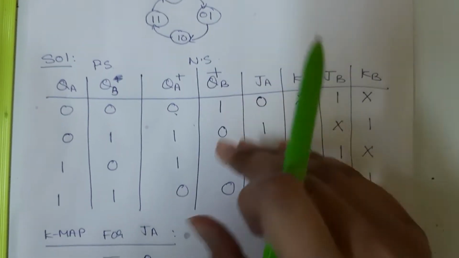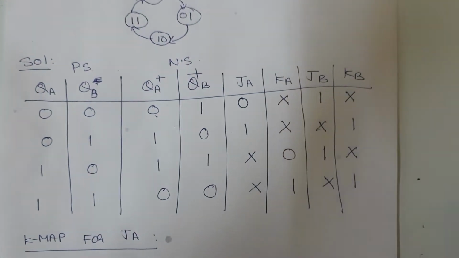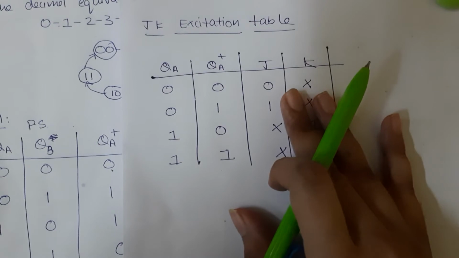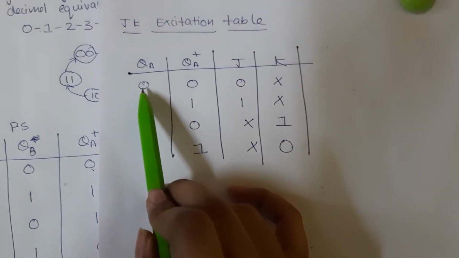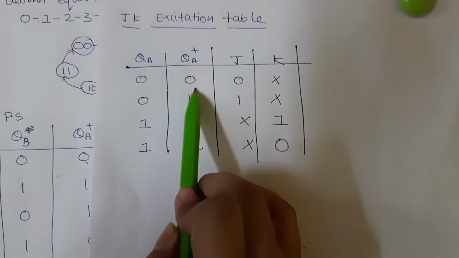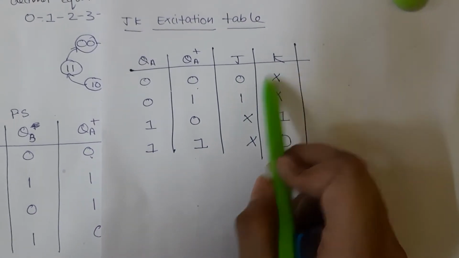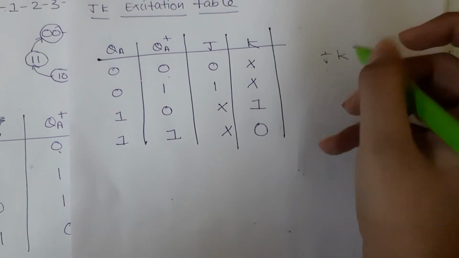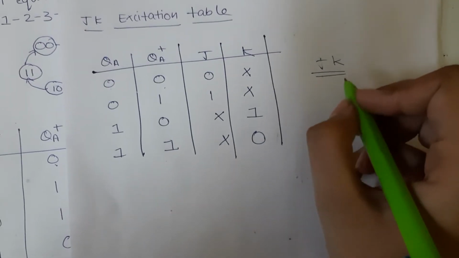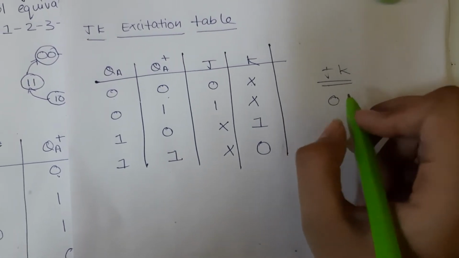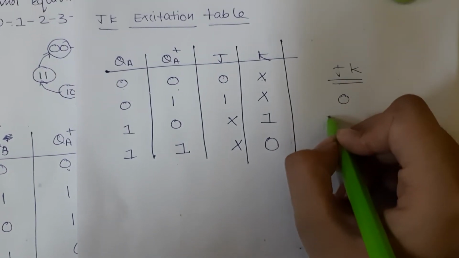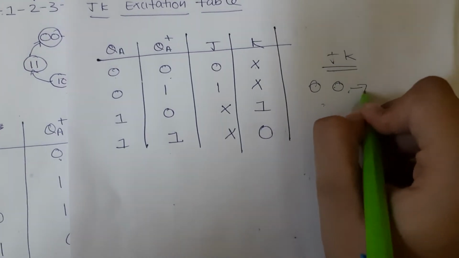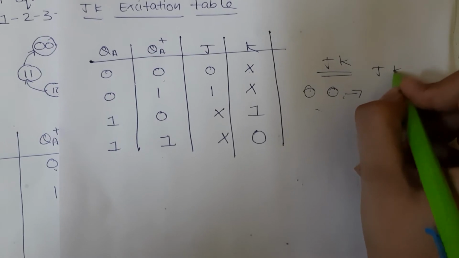Now, based on this, I have to fill my JK flip-flop table. For that, I would like to show you the excitation table of JK flip-flop. When my initial state is 0 and final is also 0, my J and K values will be 0 and don't care. That is because we know in a JK flip-flop, we get 0 in 2 cases. In this case, since our initial state is 0 and final is also 0, there is no change. Whenever there is no change, J and K values are 0, 0.